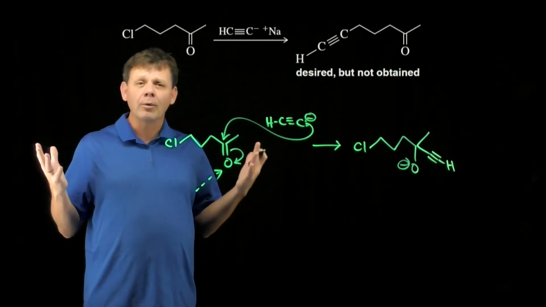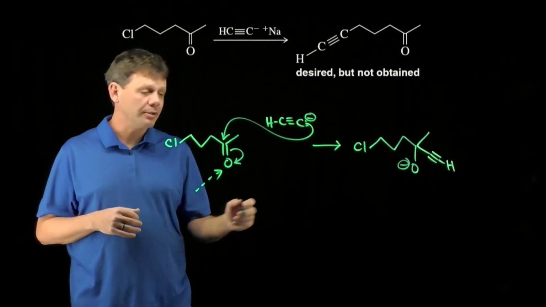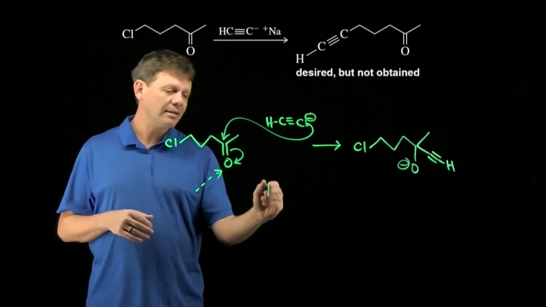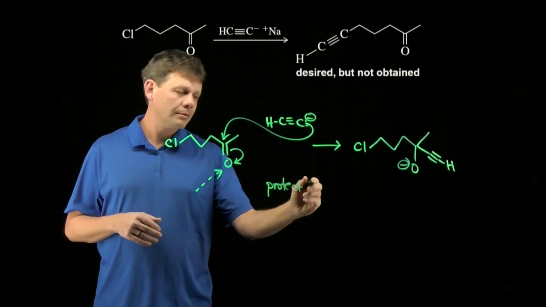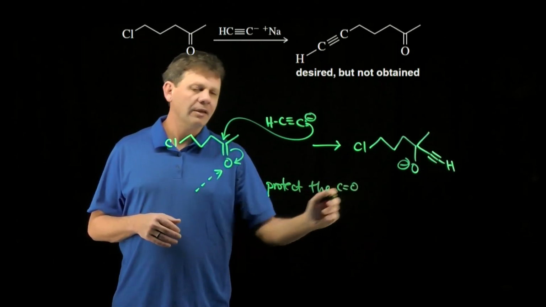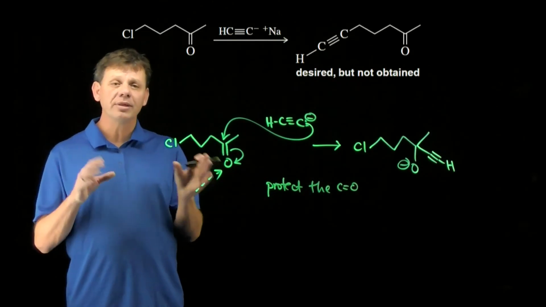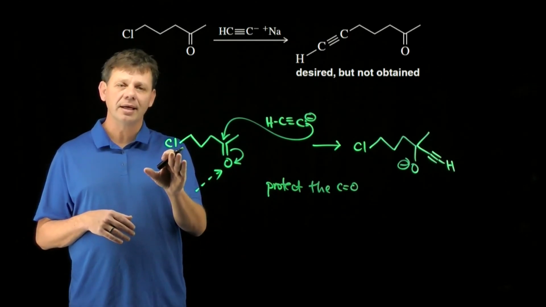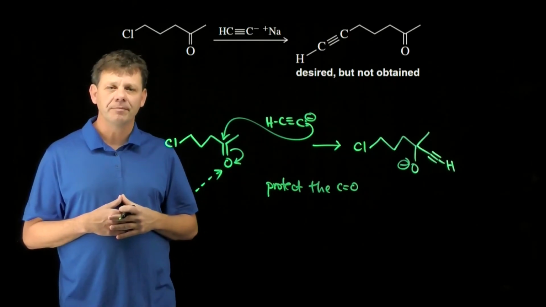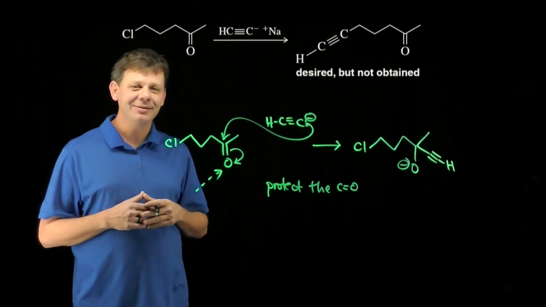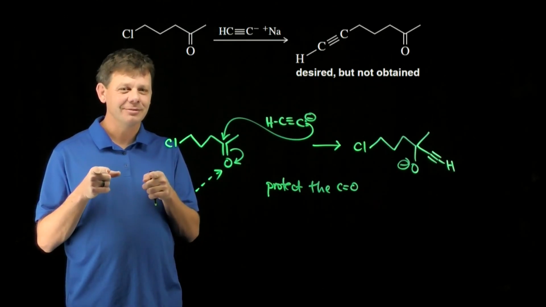Anyway, here we go. Well, how are we going to modify this? We're going to use a protecting group. So we need to protect the carbonyl. If we can protect the carbonyl somehow, now the only thing that will be present is the alkyl halide, and we would get the substitution. How can we protect the ketone? Stay tuned. For real this time.